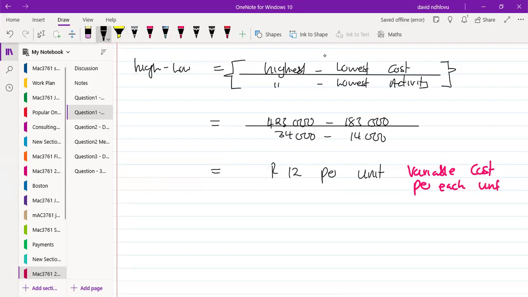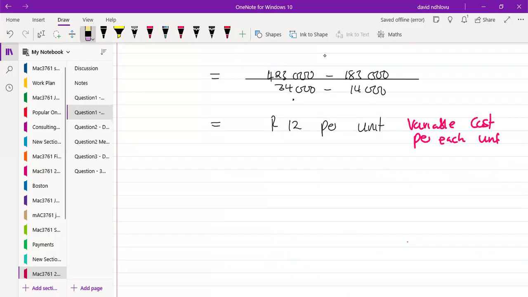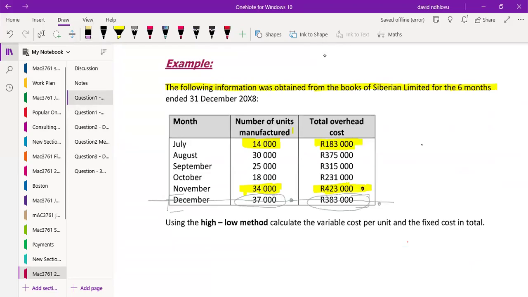Right. If you want the total costs at any level, so if you want the total cost at 34,000 units, then you will simply say 34,000 units multiplied by 12. You'll get the total variable cost. If you want the total variable cost at 10,000 units, then you say 12 multiplied by 10,000 units. Then you get the total of the variable cost at 10,000 units of production. Right, the question requires us to determine the variable cost per unit, which is number one. We've answered that. And then the second requirement requires you to be able to determine the fixed cost in total.